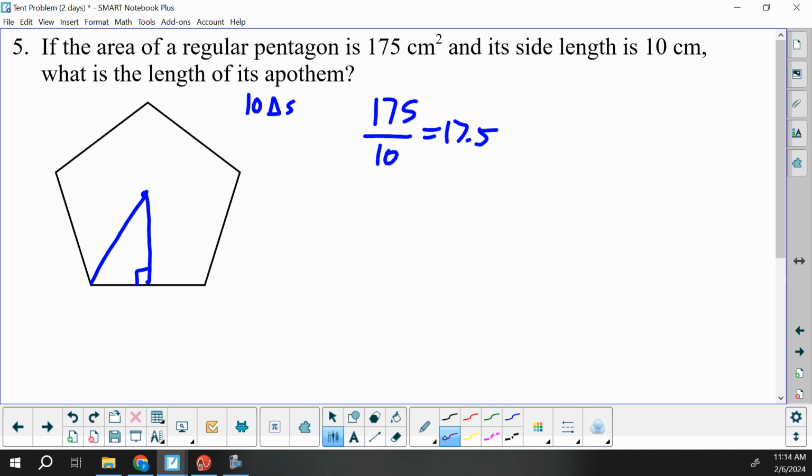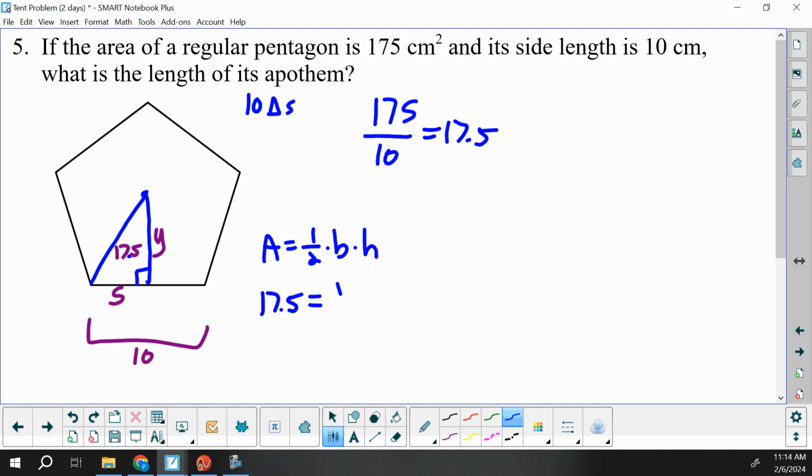And that would represent the area inside of this. Well, if the side length is 10, that means our base is 5. And we want to know the length of the apothem, so I'm going to call it y. So this one's different than the others because we were already given an area. So our area of a triangle we know is 1/2 base times height. We already know the area is 17.5. We know the base is 5, and the height we called y.